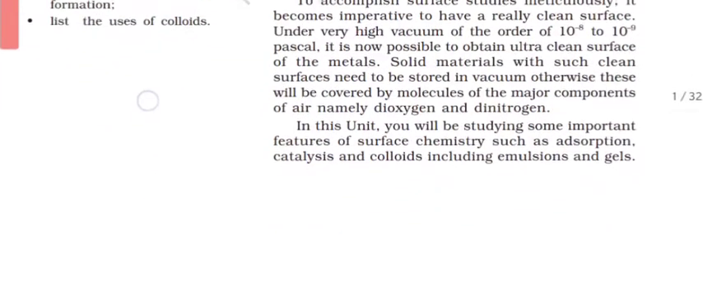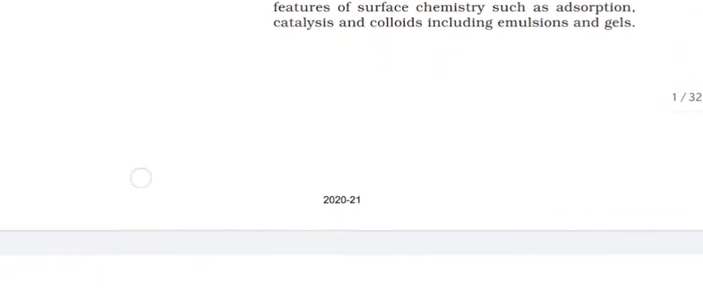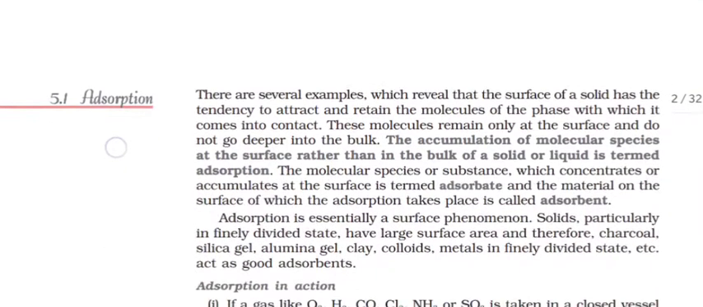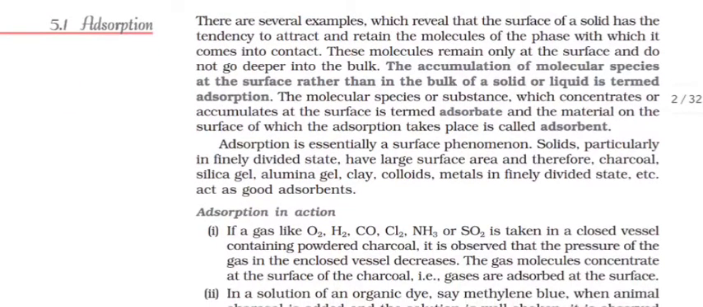In this unit we will be studying some important features of surface chemistry such as adsorption, catalysis and colloids, including emulsions and gels. Adsorption. There are several examples which reveal that the surface of a solid has a tendency to attract and retain molecules of the phase with which it comes into contact. These molecules remain only at the surface and do not go deeper into the bulk.